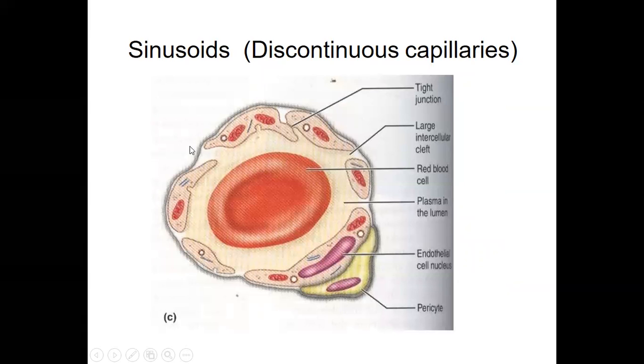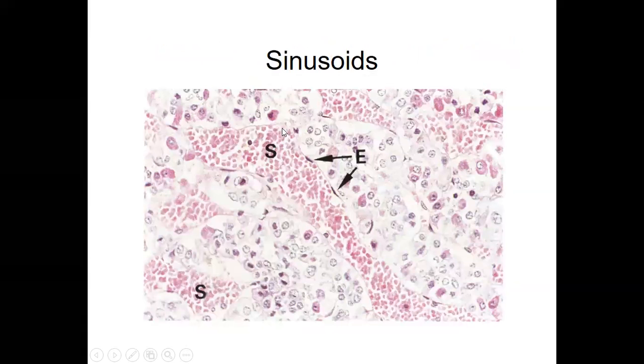So you can see here, this is the sinusoid. There is a large intercellular gap, a cleft. So this one is the discontinuous capillary. In between the cells, there is a large gap. You can see there are a lot of red blood cells inside the capillary. So this is the endothelial cell.